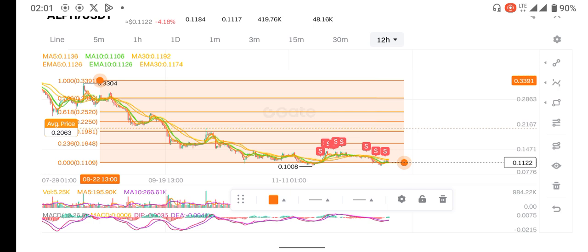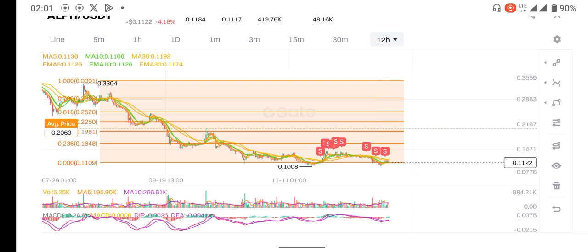So this is a 12 hours chart. We can see that the higher the time frame, the more predictive the Fibonacci retracement can be. If you're a long-term trader, you can put your take profit at 61.8%, which is 0.25, or at 78.6%, which is 0.2863. You can put your take profit at these two significant zones, or even 100%, which is 0.3391, because it's not impossible.